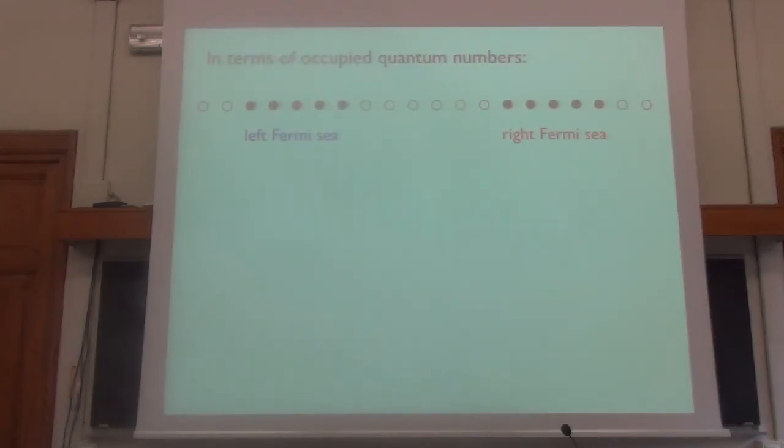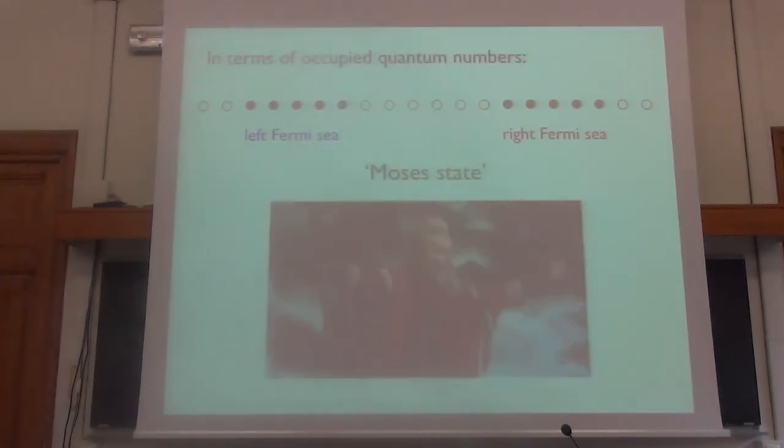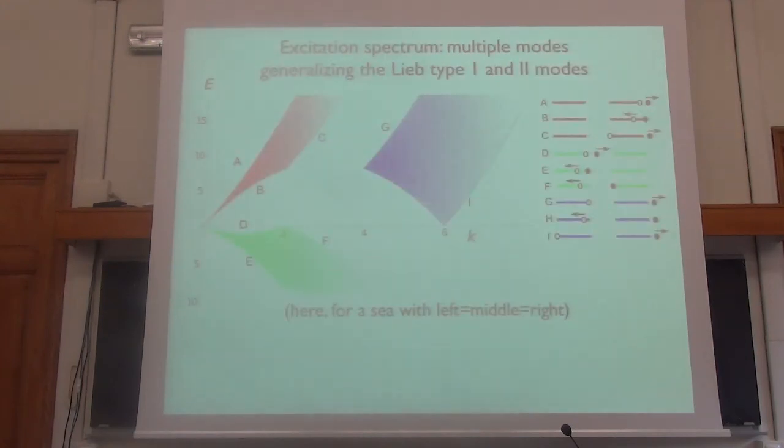But this is quite nice because what you do is that you take your Fermi sea, you split it, and then the selling point of this is that we like Charlton Heston, so we call it the Moses state because you split the sea and then you see features of these things here in the correlations. So now you get a dispersion spectrum, which is a generalization of the Lieb type 1 and type 2 modes. So Tessa here did all these beautiful plots here for specific cases. So you see generalizations of type 1, type 2. You get many more branches appearing in the correlations.